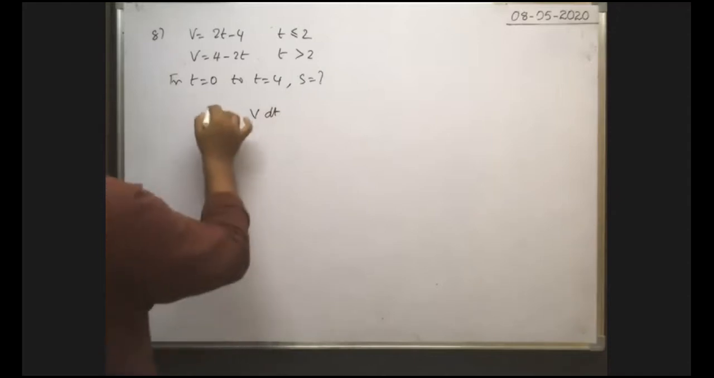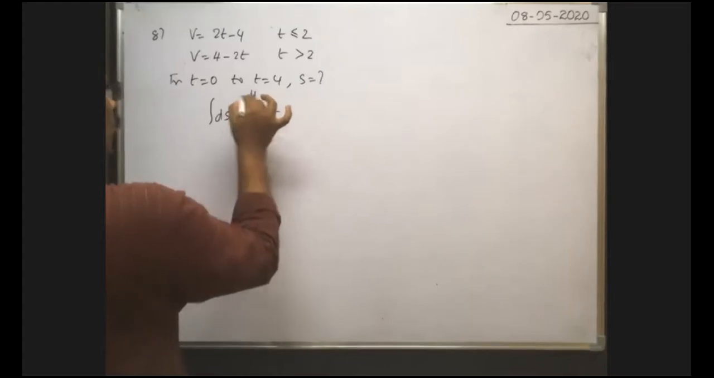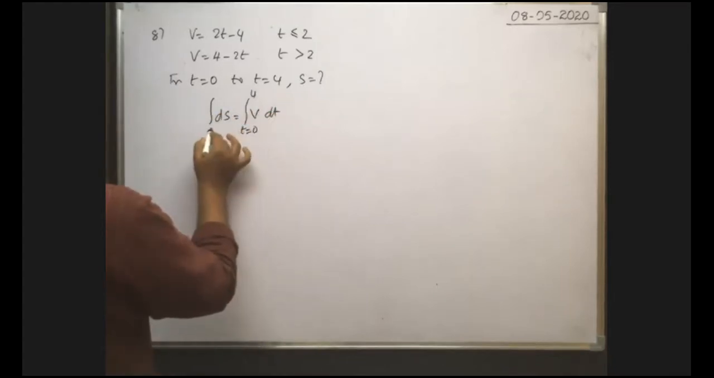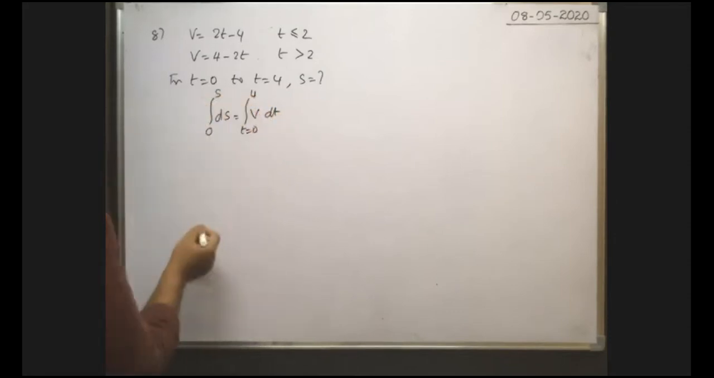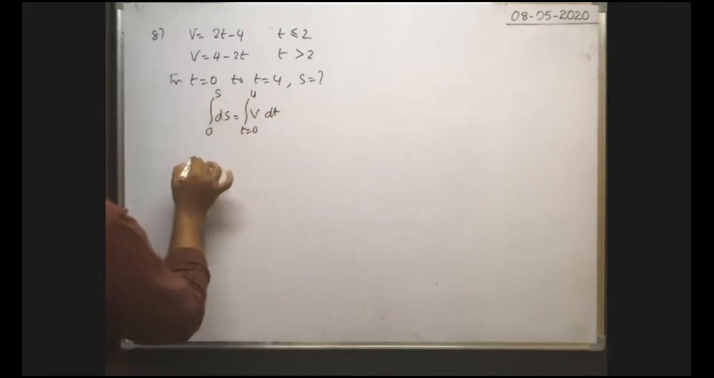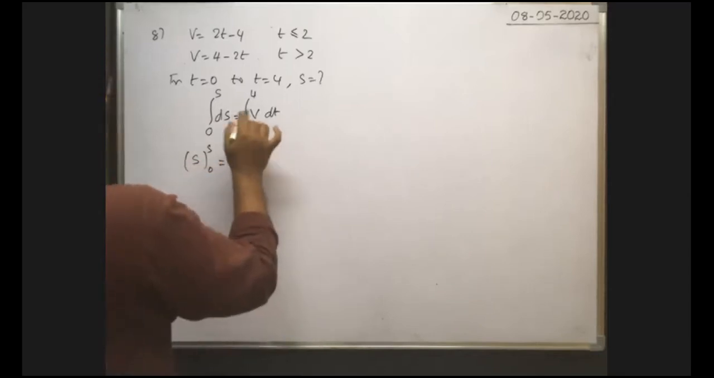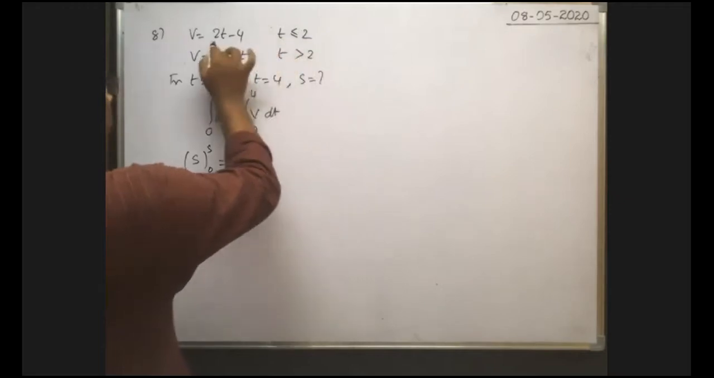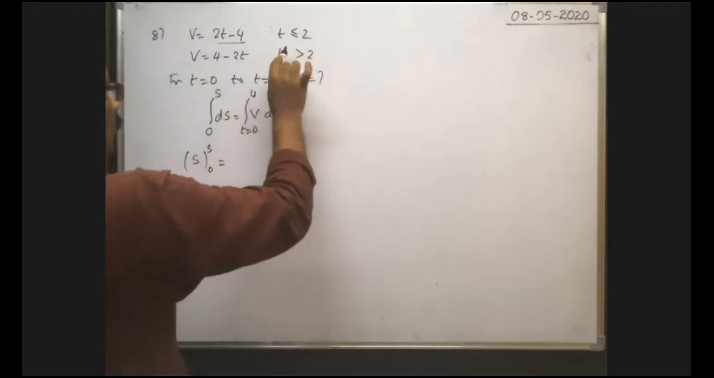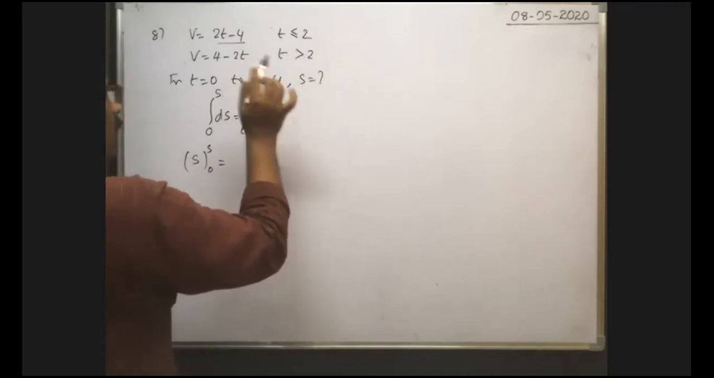Therefore, the total distance traveled in the time interval from t = 0 to t = 4 seconds is how much? At t = 0, distance traveled is 0. At t = 4 seconds, the total distance traveled is s. Integral of ds with limits 0 to s gives s only. From t = 0 to t = 2 seconds the formula is this one. From t = 2 to t = 4 seconds, because we have to find the distance traveled up to 4 seconds.